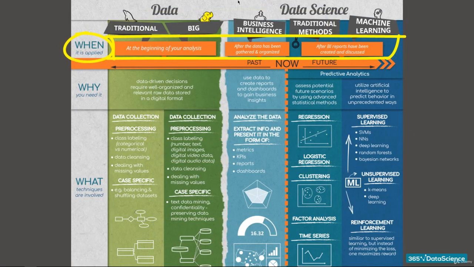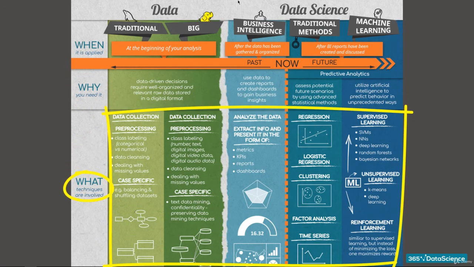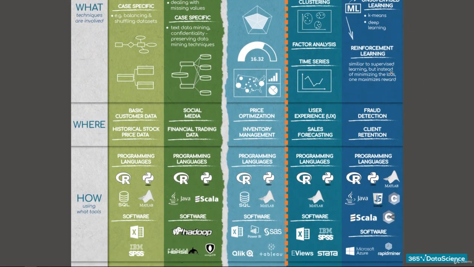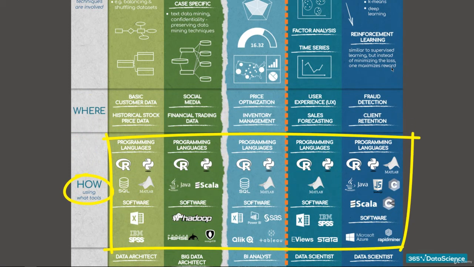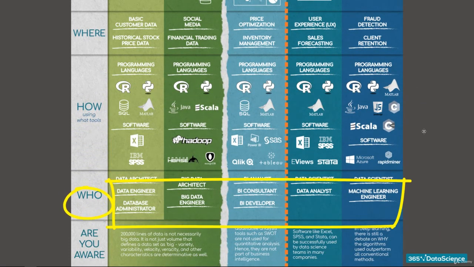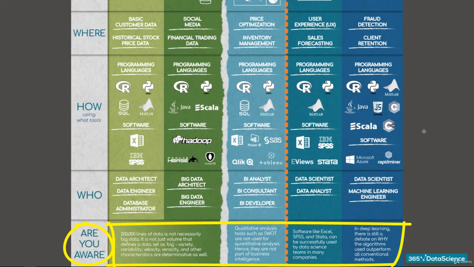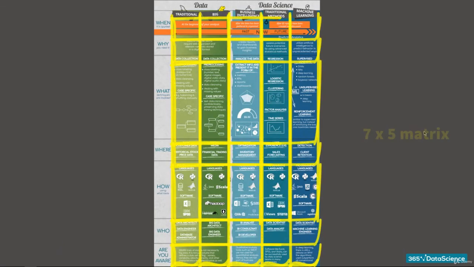When is this part of the process applied? Why do we need it? What are the techniques related to this activity? Where or in which real-life cases can it be applied? How is it implemented? Using what tools? Who is doing this? What are the common misconceptions about this activity? The entire picture resembles a table or matrix, with 7 rows and 5 columns. Hopefully, when broken down like this, it looks a little less intimidating.